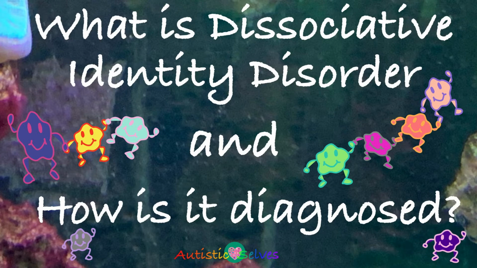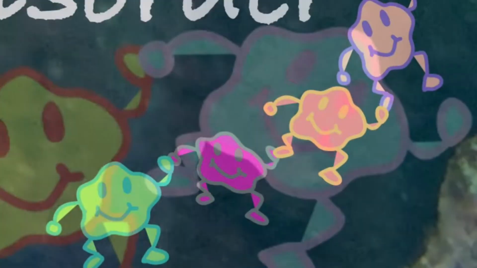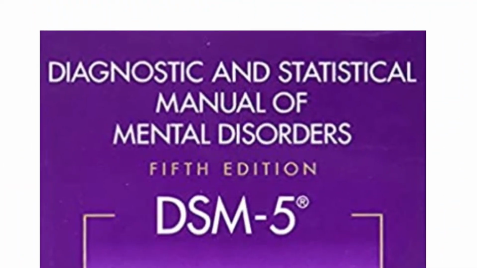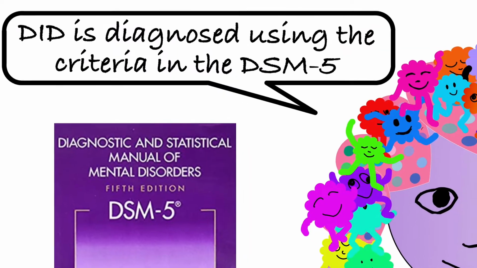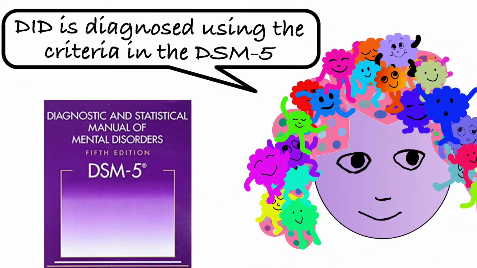And welcome to this Autistic Selves video, which will explain what dissociative identity disorder is and how it is diagnosed. We will be describing the DSM-5 criteria, which are the criteria currently used to diagnose dissociative identity disorder.